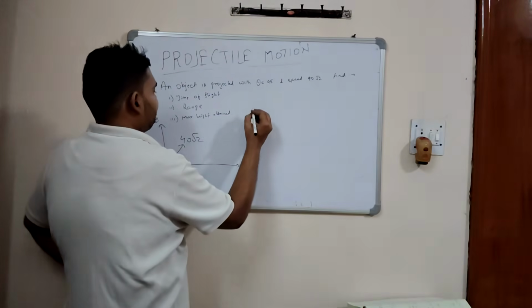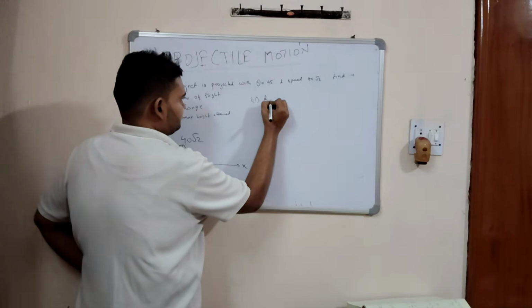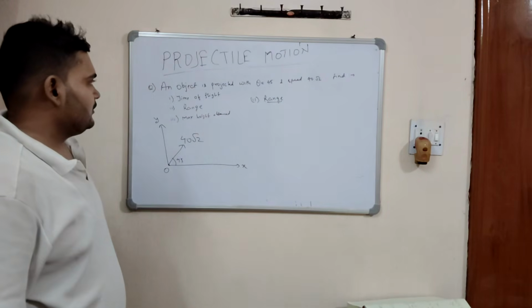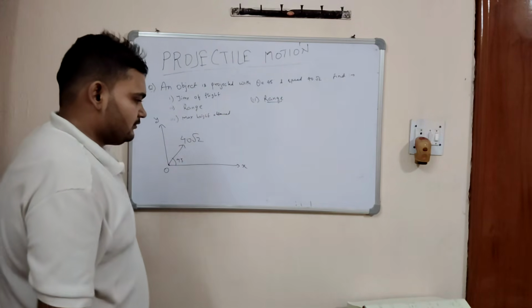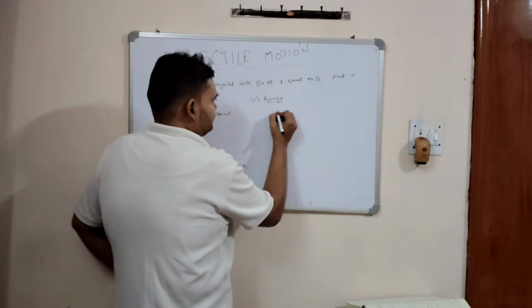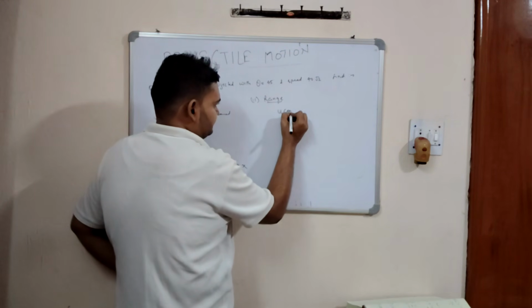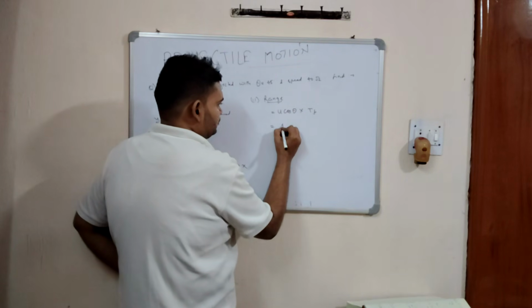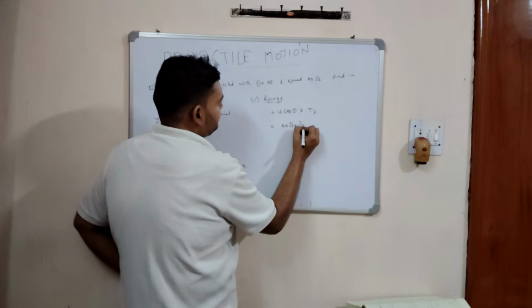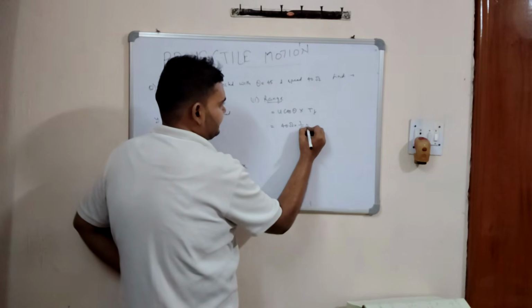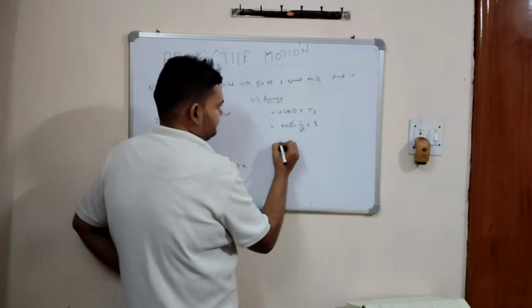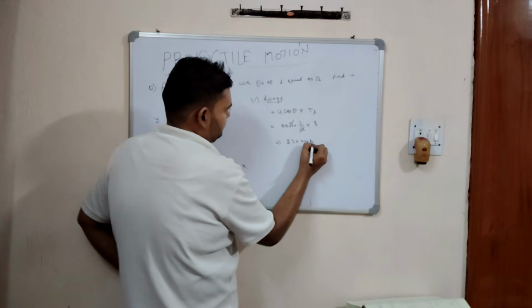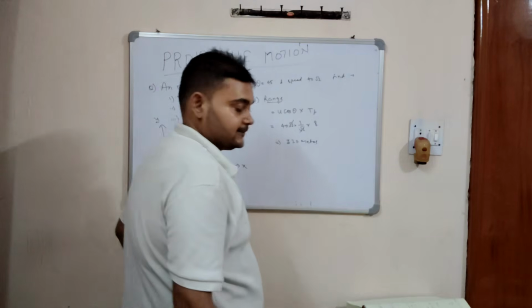Secondly, we have been asked to calculate the range. Now what's range? Range is nothing but u cos theta, the velocity along the x-axis, into the time of flight. Time of flight was 8 seconds. u is 40 root 2, cos 45 is 1 by root 2, and time of flight was 8. Root 2 gets cancelled, and it becomes 320 meters. The range comes as 320 meters.